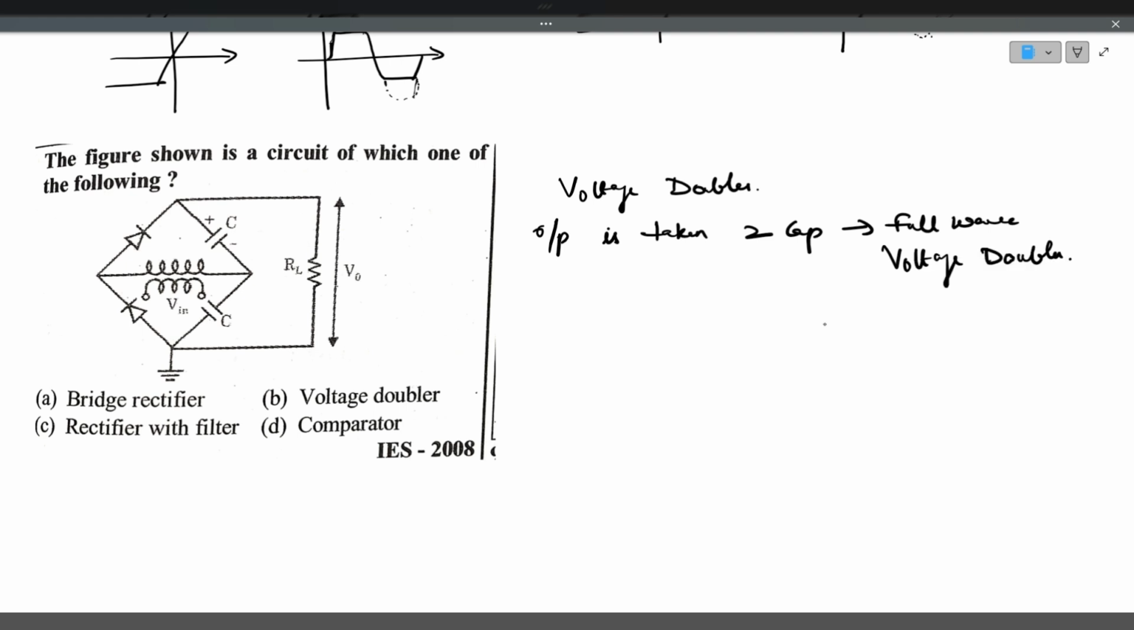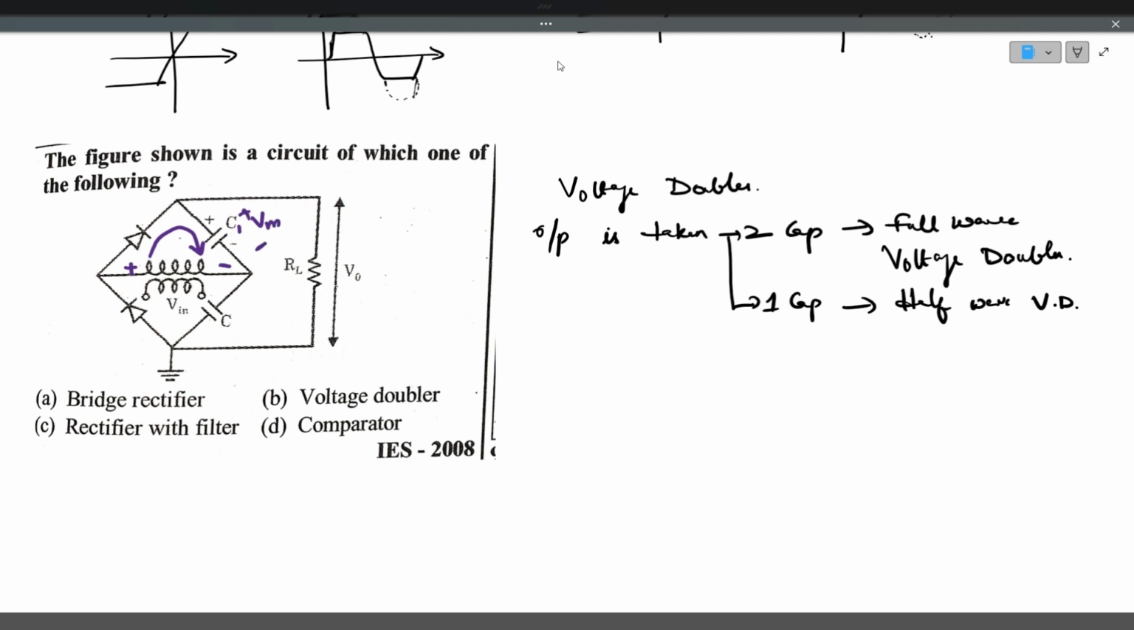So that is the basic difference. Single capacitor, if output is taken across single capacitor, that is half wave voltage doubler. Okay, we'll see the function. During the positive half cycle, what happens? During the positive half cycle, current flows in this direction, and the voltage across the capacitor C1 will be plus Vm.